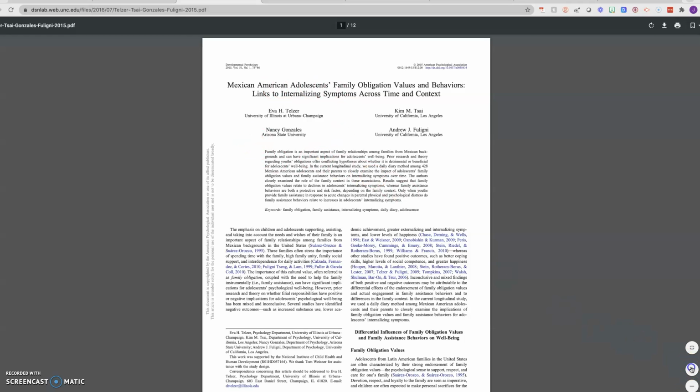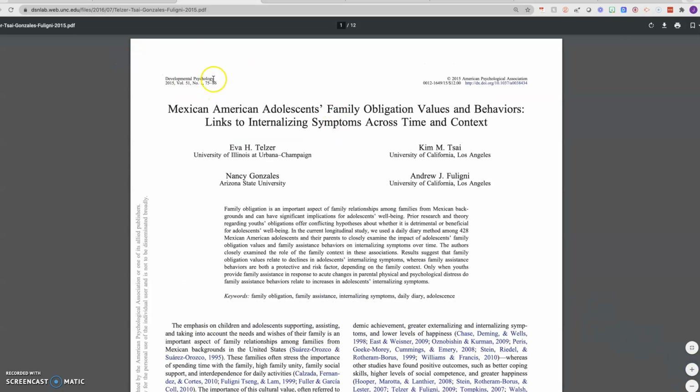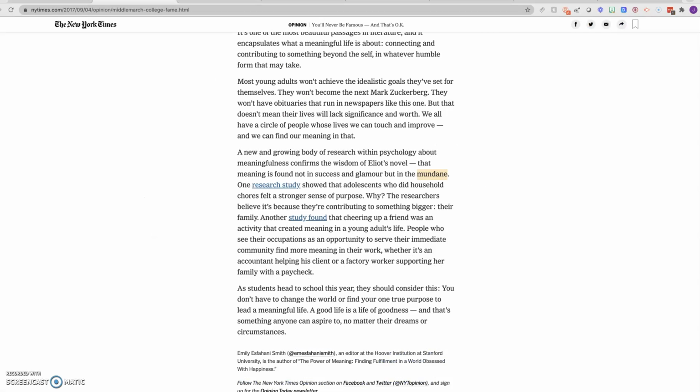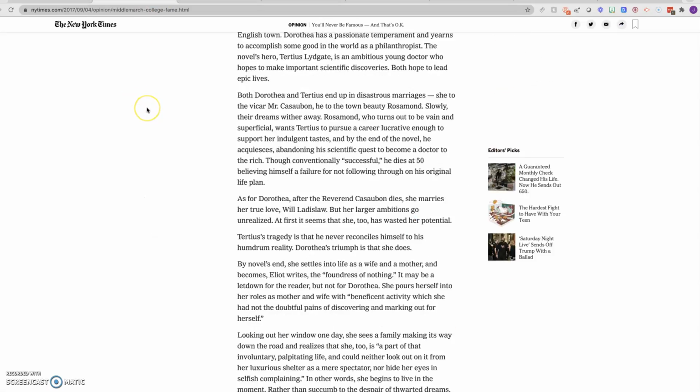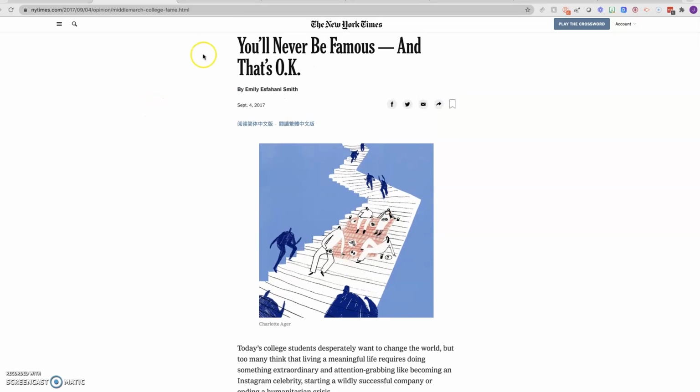And if I zoom in a little bit, we can see that this is coming from a journal called Developmental Psychology. It was published in 2015. We have the title, Mexican American Adolescents, Family Obligation, Values, and Behaviors, Links to Internalizing Symptoms Across Time and Context. Now imagine if this was the title that was going into the New York Times. The audience would look at that and say, I have no idea what that's about, and I'm not really sure that I want to read it. So instead, they see something, as she's titled it, You'll Never Be Famous, and that's okay.